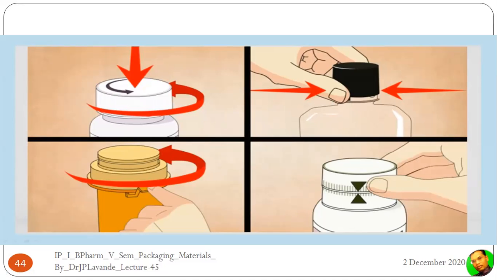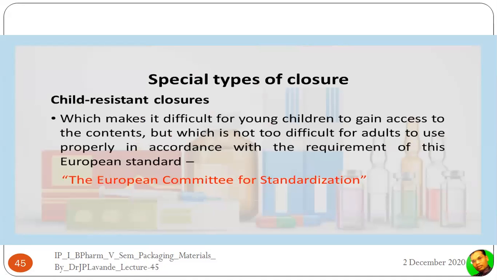Because generally the psychology of children is such that they are difficult to handle, so these closures are very easily handled by adults. So child resistant closures make it difficult for young children to gain access to the contents, but are not too difficult for adults to use properly in accordance with the requirements of these standards, the standards given by the European standard.